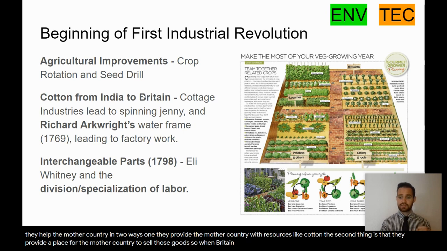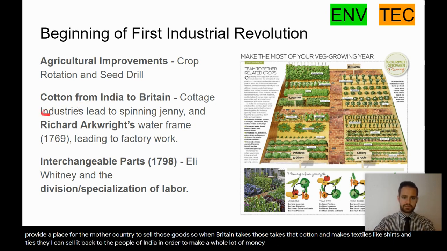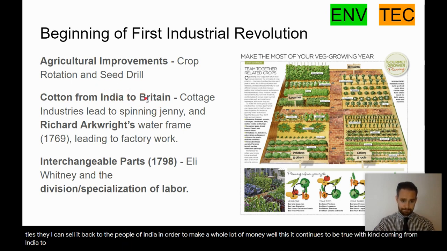So when Britain takes that cotton and makes textiles like shirts and ties, they can sell it back to the people of India in order to make a whole lot of money. Well, this continues to be true with cotton coming from India to Britain.